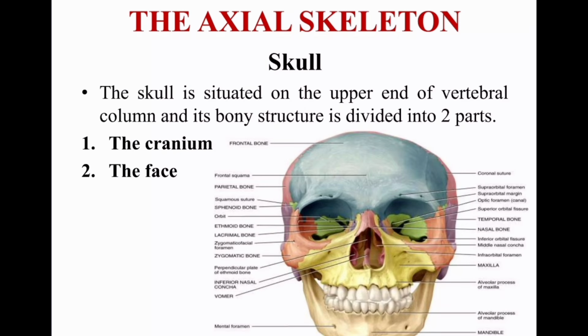So first we will see the skull. The skull is situated on the upper end of the vertebral column, and its bony structure is divided into two parts: one is the cranium, at the back side, and the other is the face, on the front side. So this is about the skull.